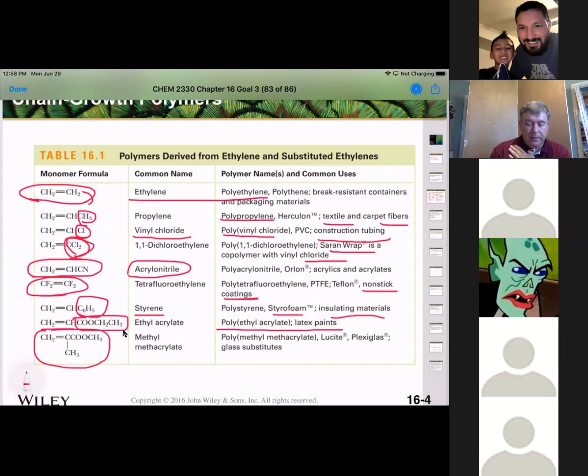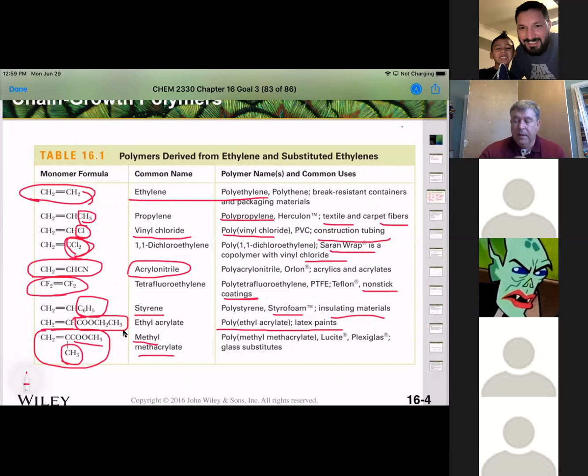If we take another derivative of it and we still have the carboxylic acid group on it, but we add a methyl group to it, we call that methyl methacrylate, okay? And methyl methacrylate is Plexiglas. Remember that polycarbonate is Lexan, polymethyl methacrylate is Plexiglas. So it's also very transparent and a very tough material.